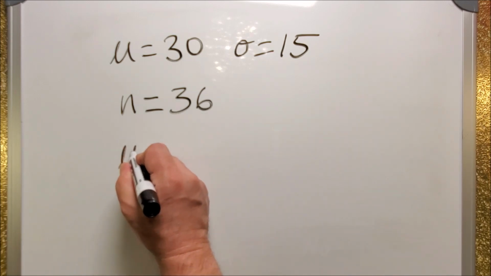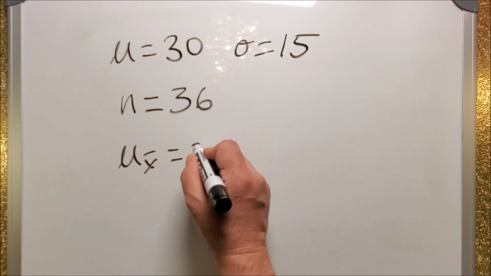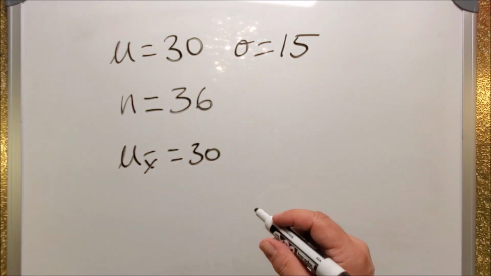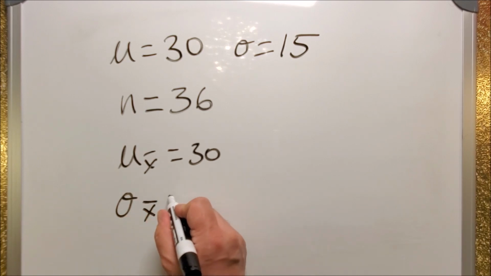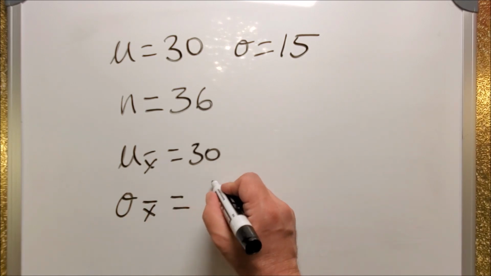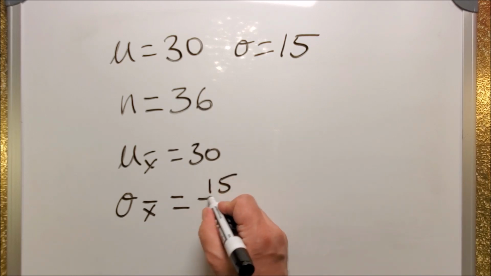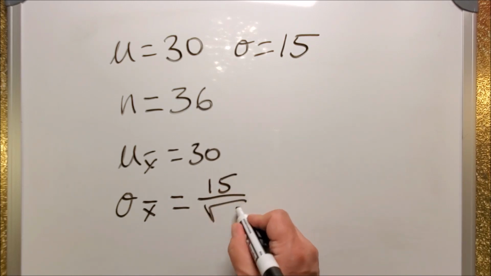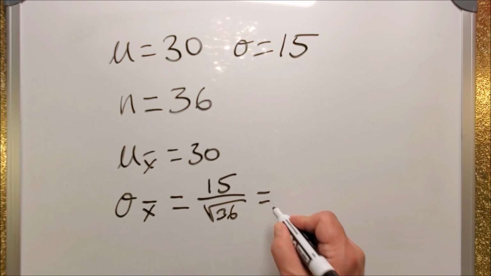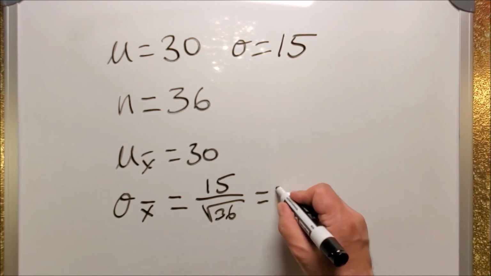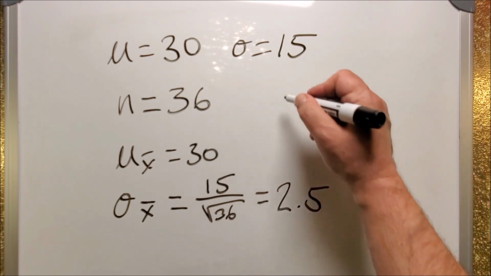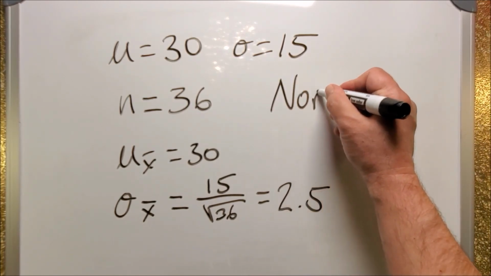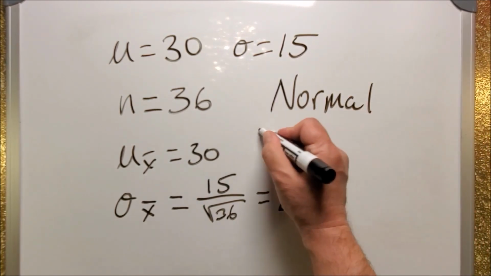What's mu sub x bar? 30. I'm describing the sampling distribution. What is the standard error? Well, following the formula, it's sigma divided by the square root of my sample size. Do it on your own. I think it's about 2.5. Is it normal? For sure. It sure is normal. Our sample size is greater than 30.